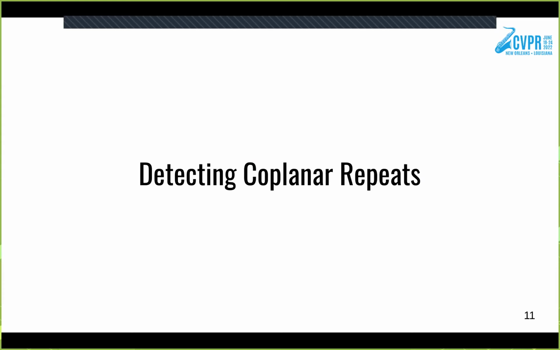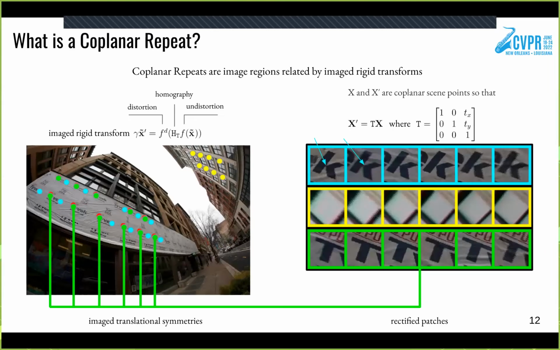So first off, we need a representation of the scene, and to get the measurements that we need to do these types of things. That's what this section will be about. First, let's have a mathematical definition of what a coplanar repeat is, because at least when we're using affine-covariant regions, this is the concept that we will be working with.